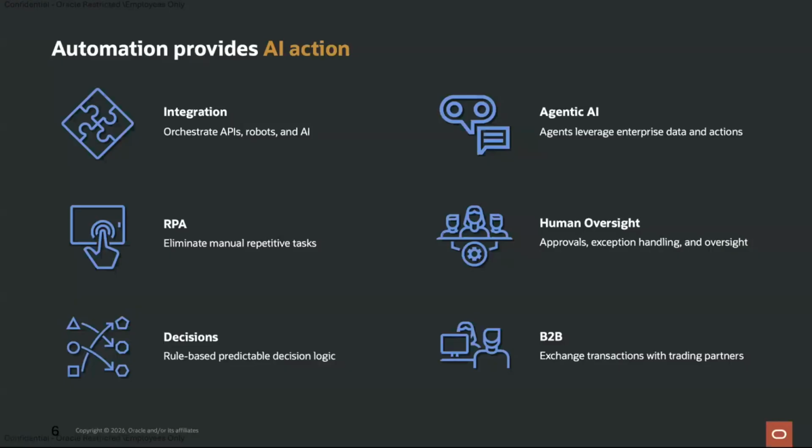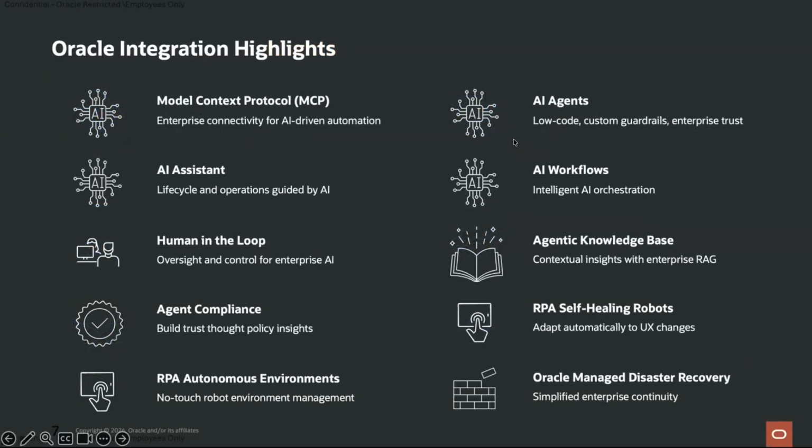And we provide these enterprise actions through our portfolio of automation tools. So, of course, integrations to orchestrate APIs and AI services. We have the recently released agentic AI capabilities that allow you to expose enterprise actions and data as tools that can be used by any AI agents. Of course, we have RPA to execute tasks where UI interaction is still required, human oversight, as we'll see today, to manage approvals and exception handling, rule-based decisions to apply predictable and repeatable decision logic, and of course, B2B to automate transactions with trading partners. So really, this portfolio of automation tools gives you choice and flexibility to use the right tool for the right job.